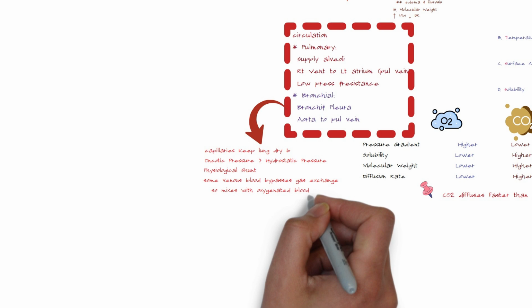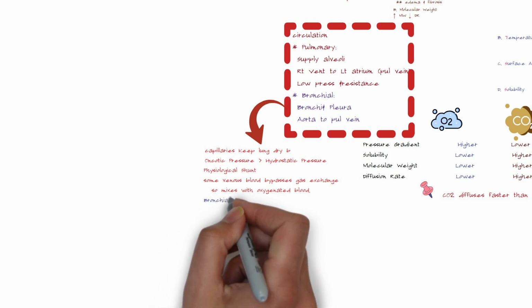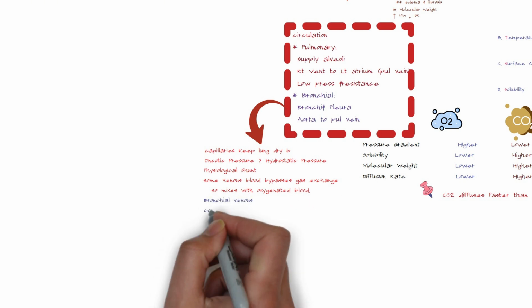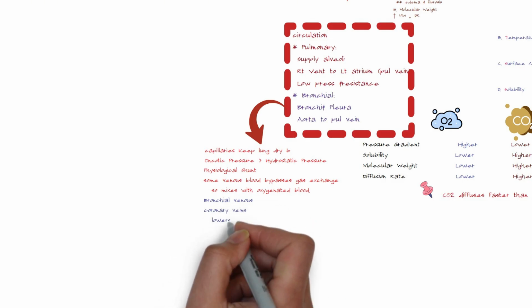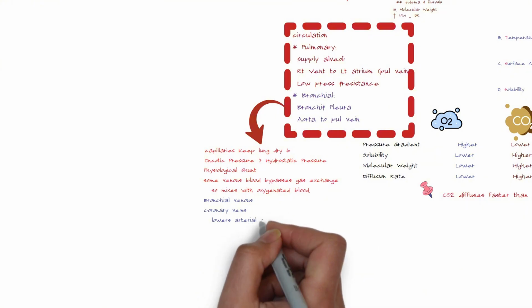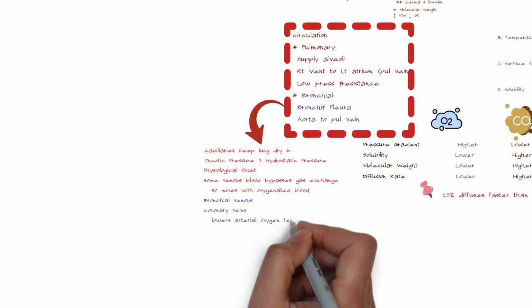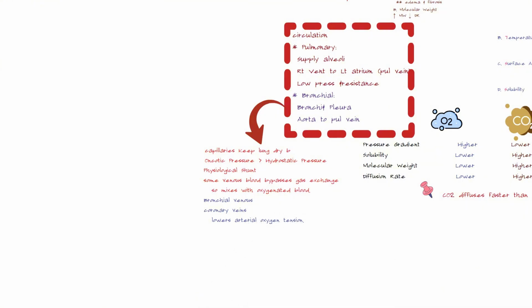The second is the physiological shunt. A shunt occurs when some of the venous blood bypasses gas exchange and mixes the oxygenated with the deoxygenated blood, and this lowers the oxygen level in the arterial blood.